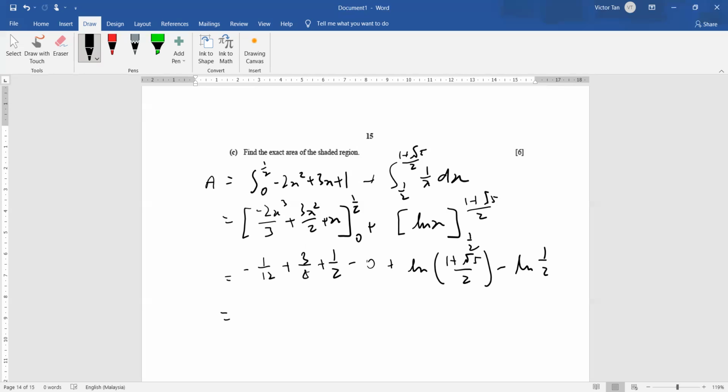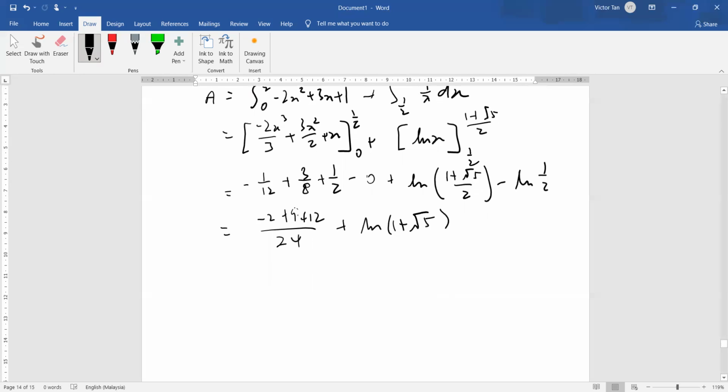So this will give you 24 minus 2 plus 3 times 9 plus 12, divided by 24, plus ln of 1 plus root 5. Okay. So 19 over 24 plus ln of 1 plus root 5. There, this is the exact solution.